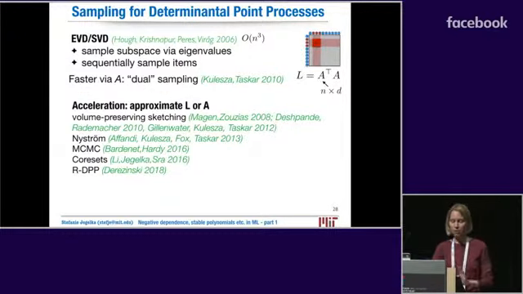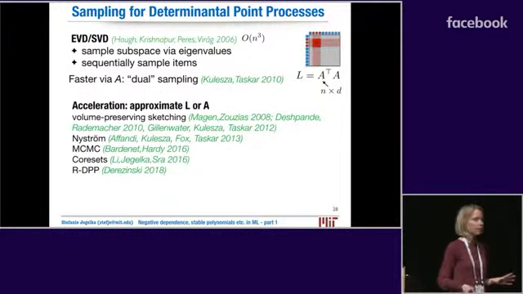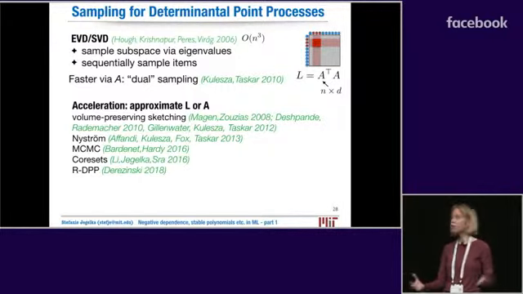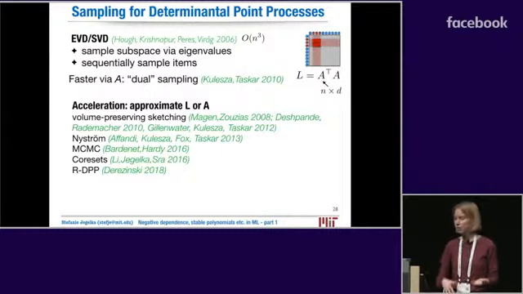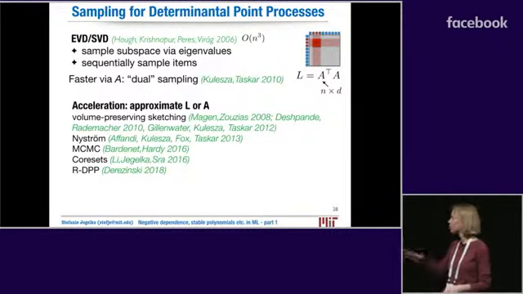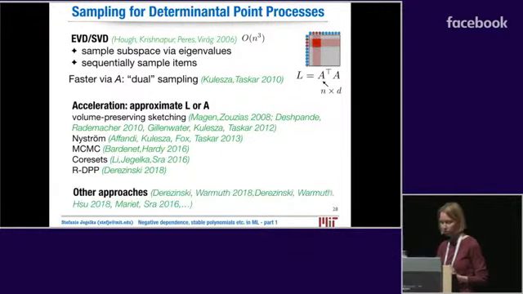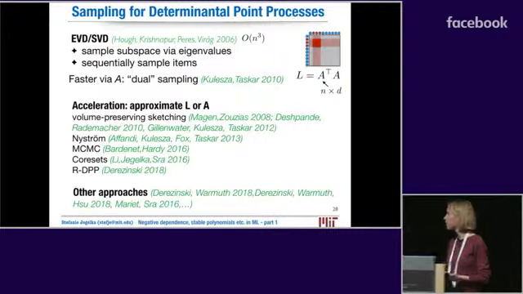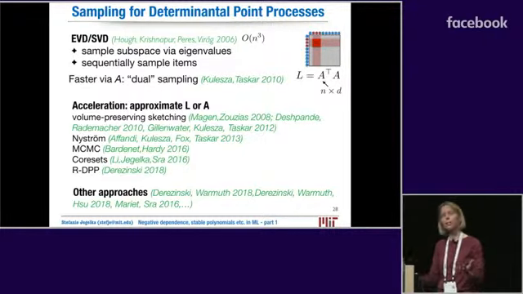Based on this result, there have been numerous approaches to accelerate this sampling. In particular, many of them build on reducing the complexity of the matrix L or the matrix A, and you can do this with various methods. You can do sketching methods on the matrix that somehow preserve volumes, because that's what you care about. You can do Nystrom methods, MCMC, or other types of two-stage sampling where you first introduce core sets or do this via another type of DPP. Beyond that, there are other approaches, for example reverse sampling, or approximating a matrix with a Kronecker matrix, and so on, that also accelerate sampling.